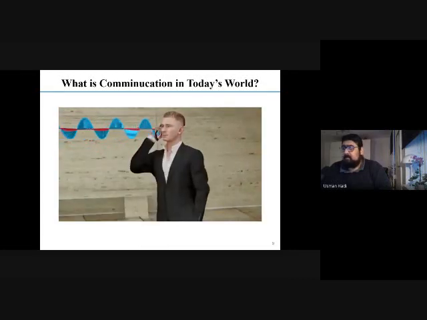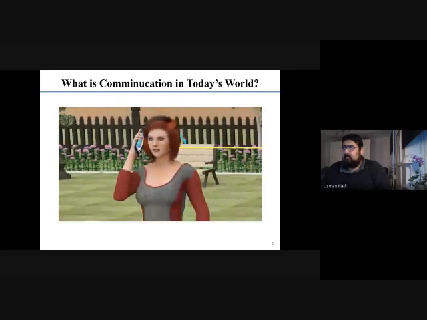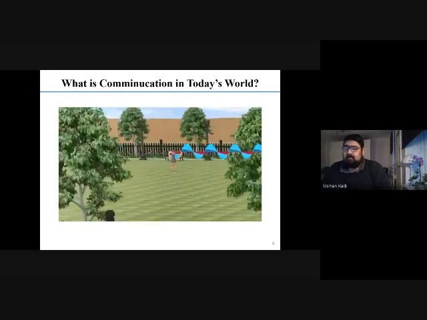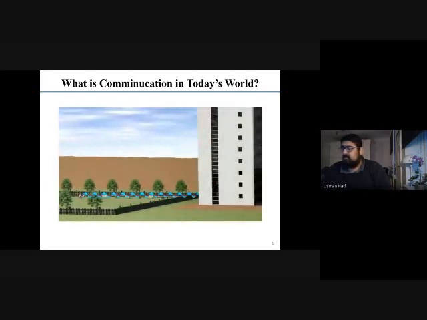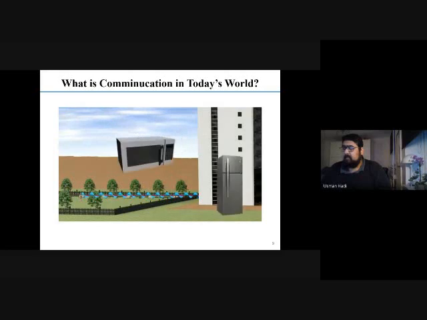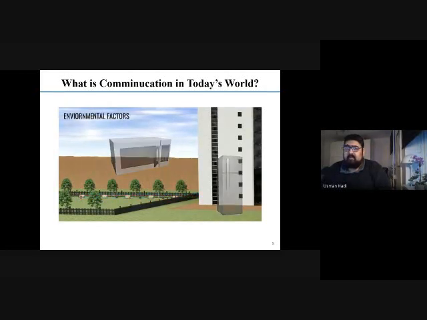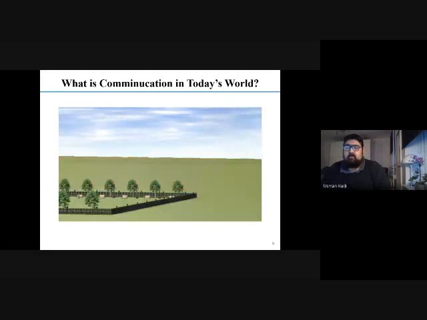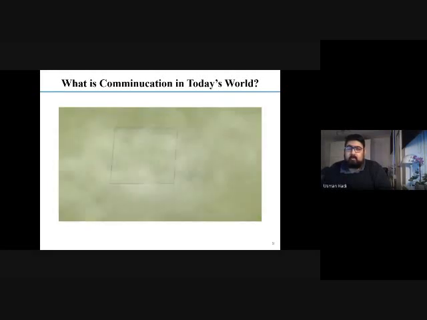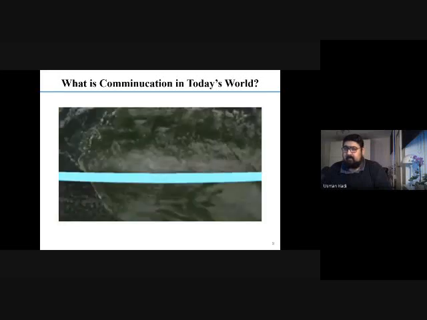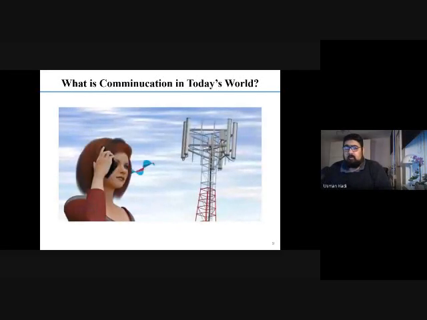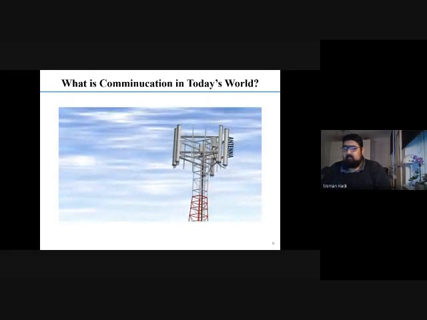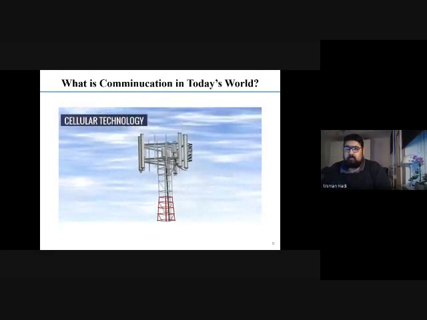But the problem is that electromagnetic waves are incapable of traveling long distances, and they lose their strength due to physical objects and electrical objects such as refrigerators and microwaves, and other surroundings such as environmental factors, rain, etc. Even if there are no such issues, you cannot really transmit electromagnetic waves far due to the curvature of the Earth. To overcome this issue, cell towers were introduced using the concept of cellular technology.